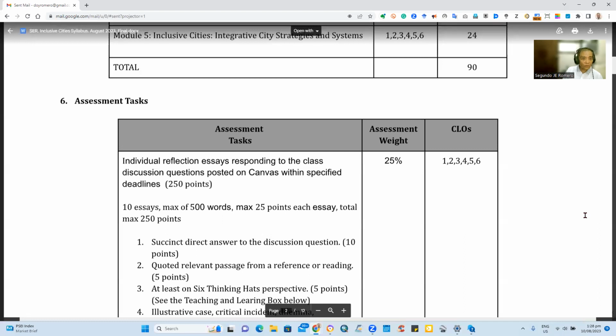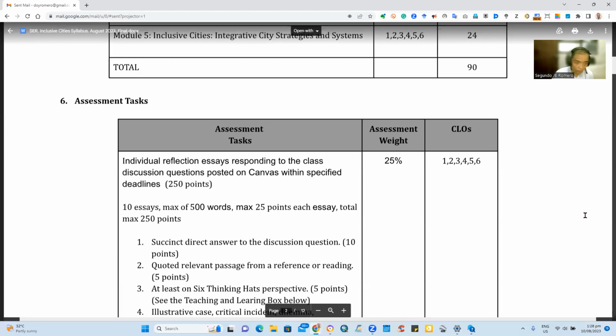Now, you are supposed to do only 10 essays, maximum of 500 words, which is at most 1 page of an A4 piece of paper. There will be a maximum of 25 points for each essay. So a total of 250 points you can earn for doing these 10 essays. So remember, there are 69 class discussion questions. You are supposed to write only about 10 of these.